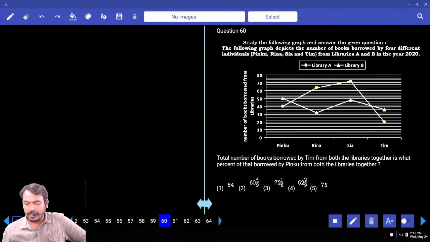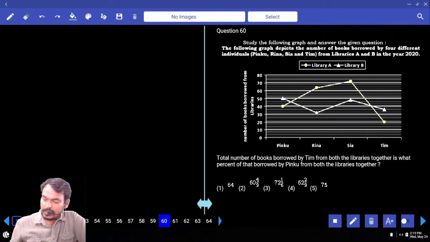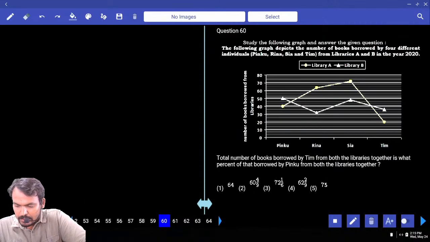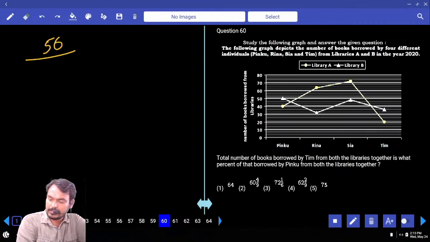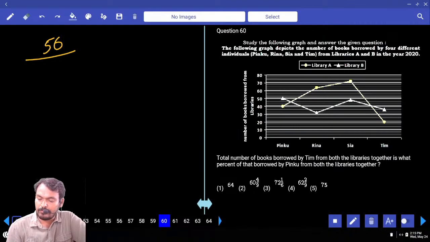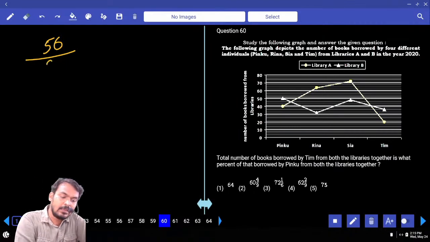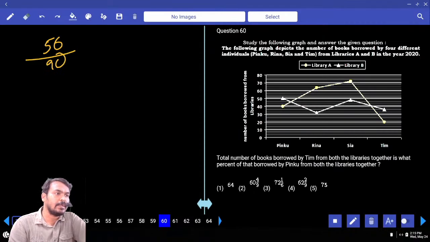First one, total number of books borrowed by Tim from both the libraries together is what percentage of that borrowed by Pinku from both the libraries? Tim from both the libraries. What is the Tim value? Library A 20 and library B 36. 20 plus 36, 56. Is what percent of Pinku from both the libraries? 90 or 100? 50 plus 40, 90.